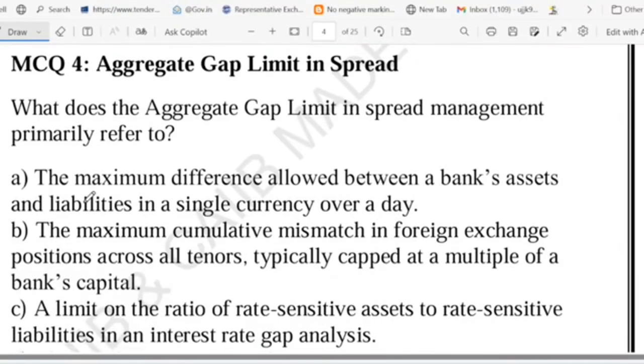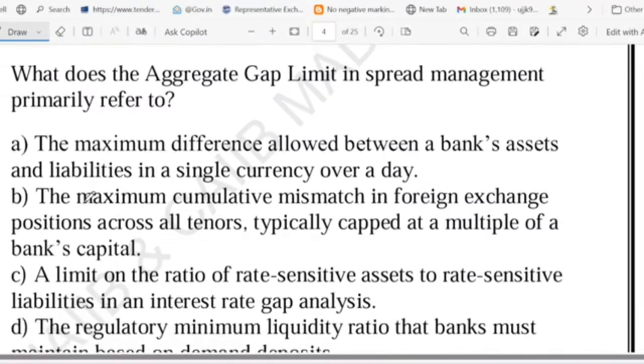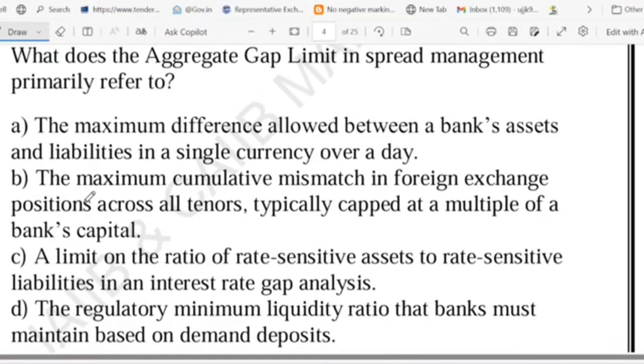Next question is based on aggregate gap limit in spread. Have a look at it. So friends, the question is, what does the aggregate gap limit in spread management primarily refer to? Option A, the maximum difference allowed between a bank's assets and liabilities in a single currency over the day.